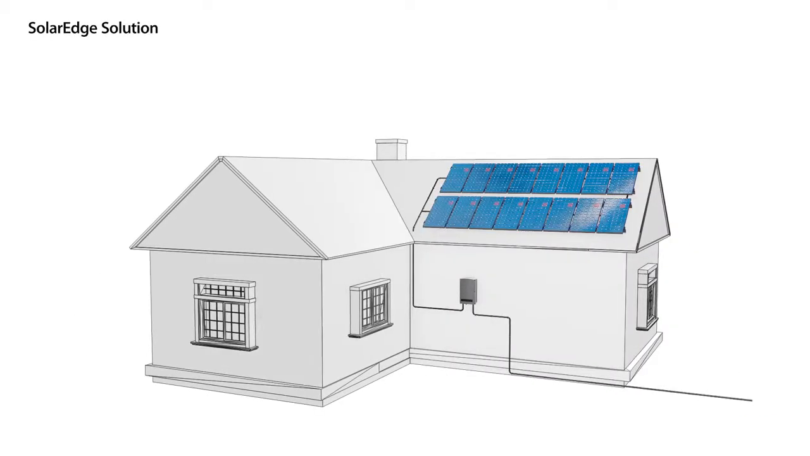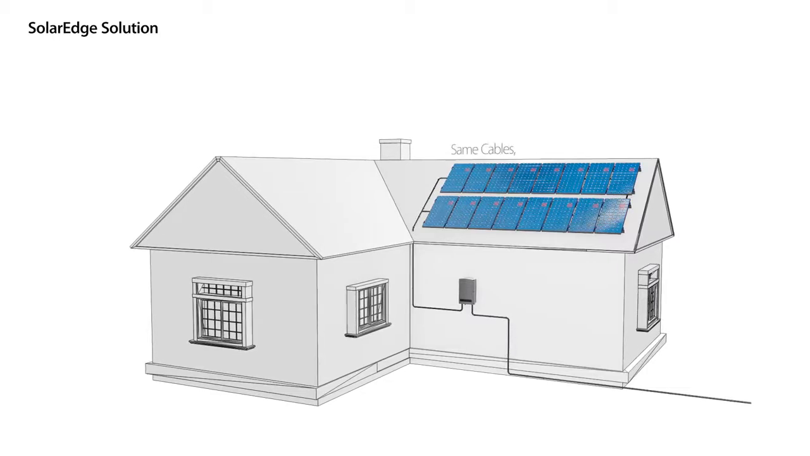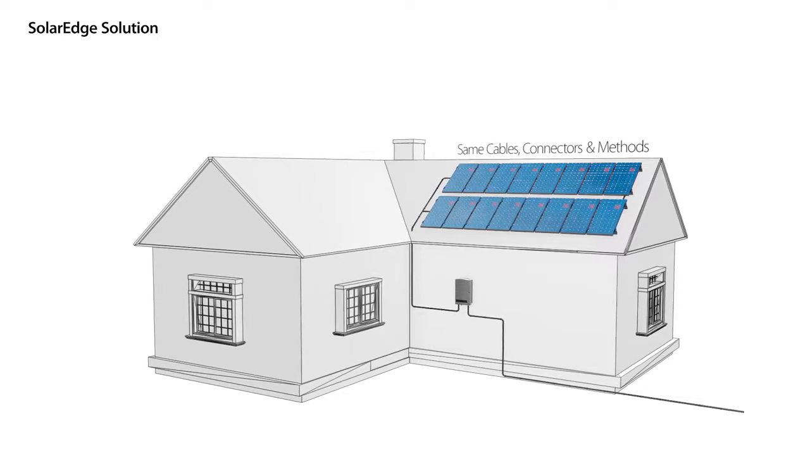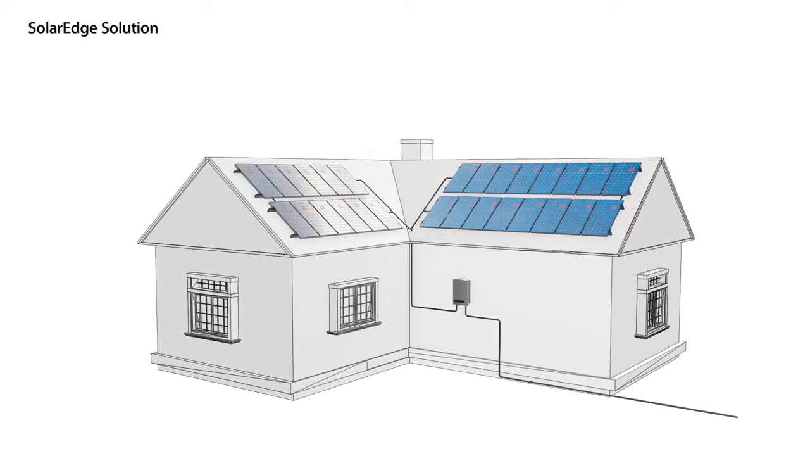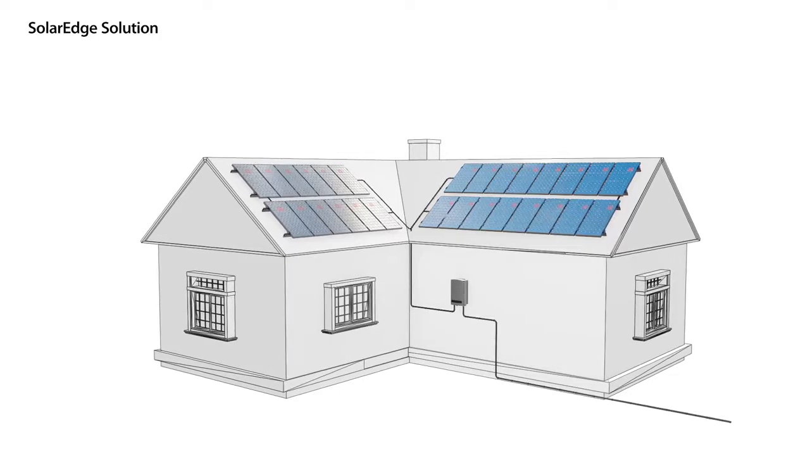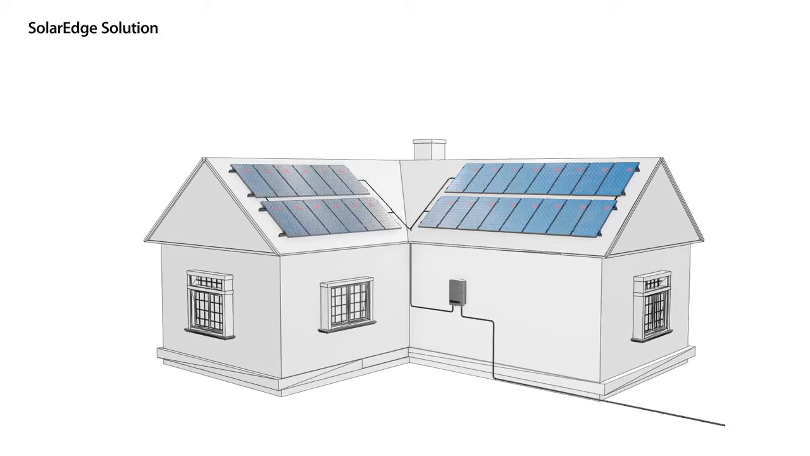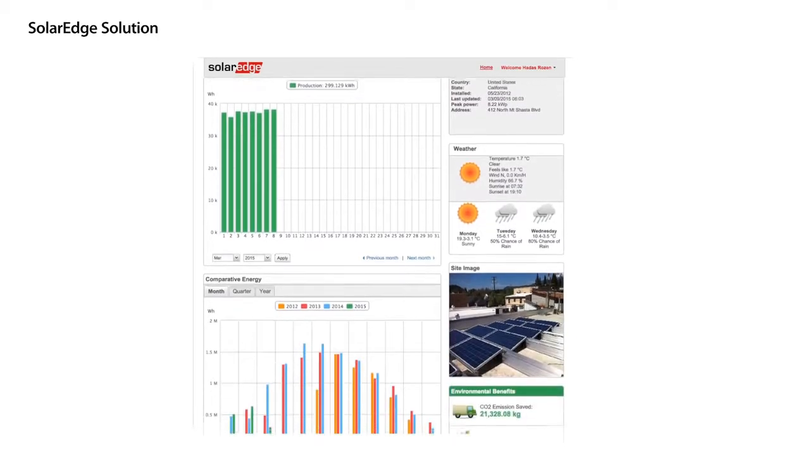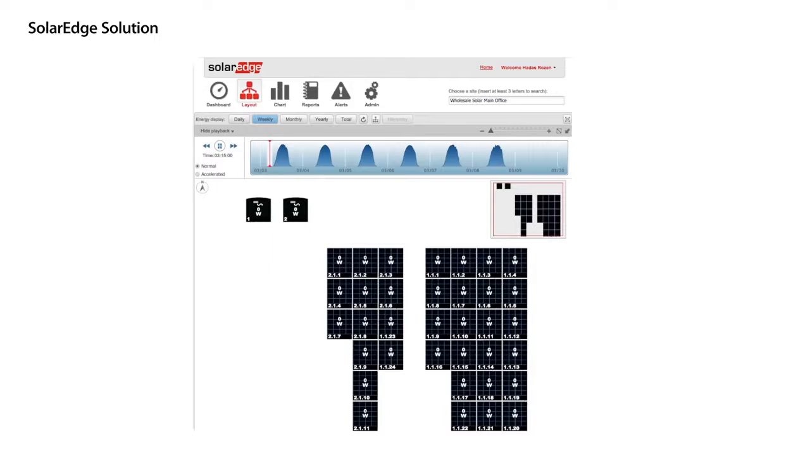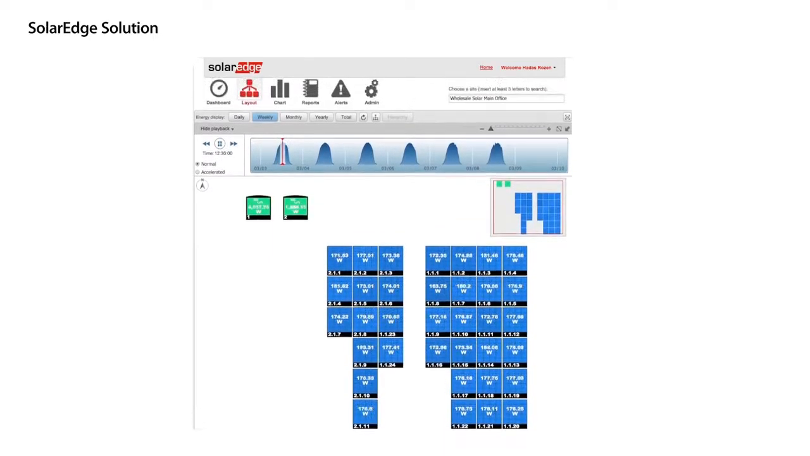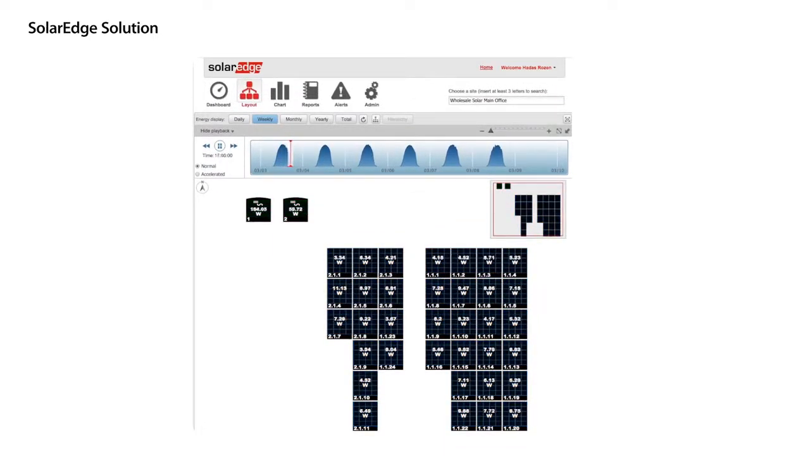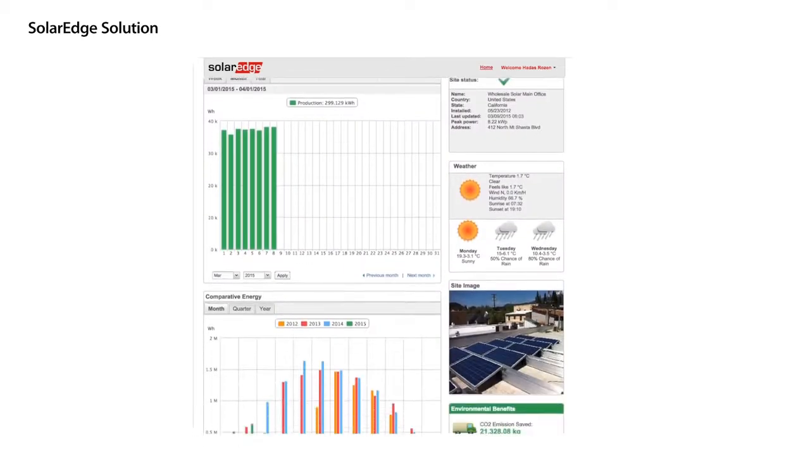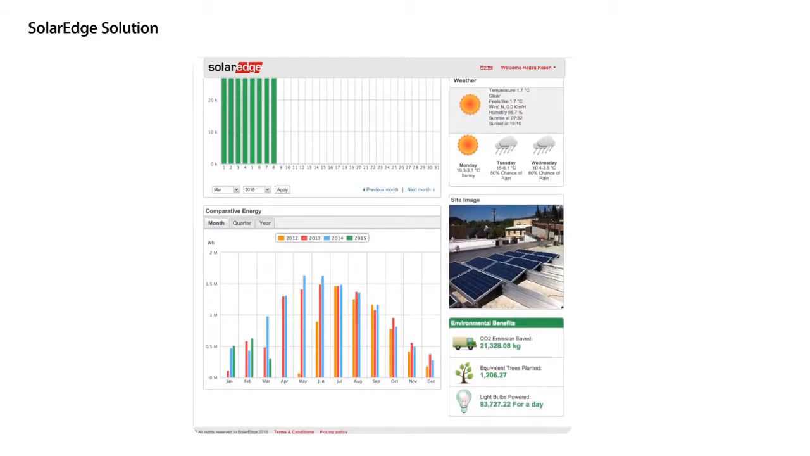When installers install the SolarEdge solution, they use the same cables, connectors, and methods as used in traditional systems, and are able to install more panels, to combine long strings with short strings, and to install panels on different facets of the roof. The SolarEdge cloud-based monitoring platform provides full data at the panel, string, inverter, and system level. This allows for immediate fault detection, real-time alerts, and comprehensive analysis. These important features reduce operation and maintenance costs.